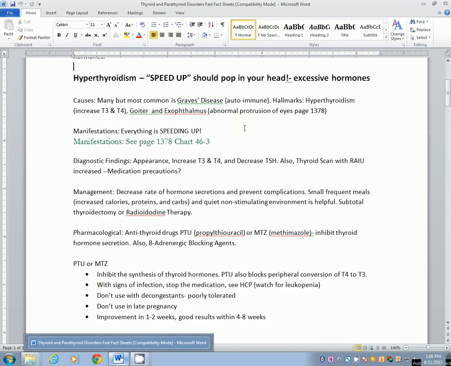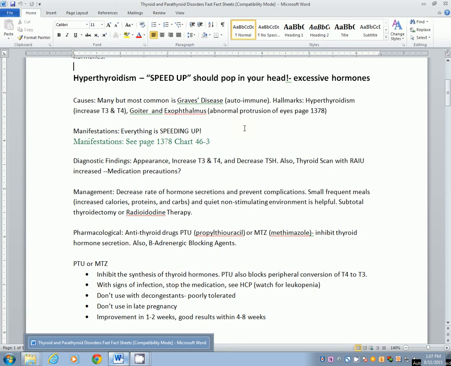The best way I can tell you to remember the difference is think speed up or slow down. Hyperthyroidism, speeding up. Everything's speeding up. Okay, it should pop in your head. Excessive hormones, speed up. The causes, there are many, but the most common is what we call Graves' disease, which is an autoimmune disorder.